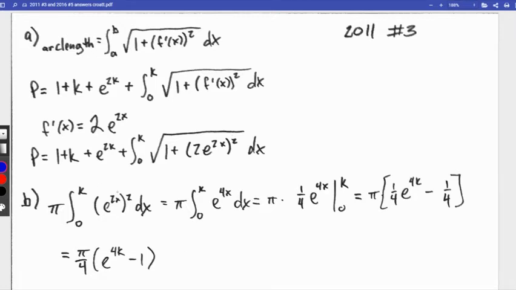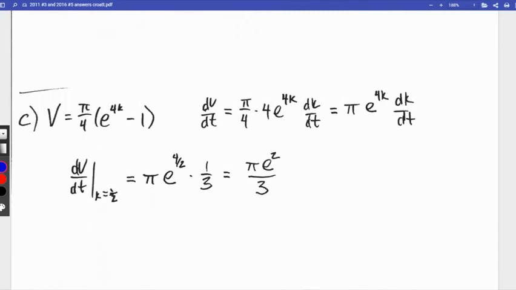I mentioned that part A was, I didn't mention, part A was worth 3 points, 1 point for the derivative, 1 point for the integral, and 1 point for the answer. Part B is 4 points, 1 point for this integrand, 1 point for recognizing that we're going from 0 to k, 1 point for the antiderivative, so I guess getting to this point, and then of course 1 point for the answer.